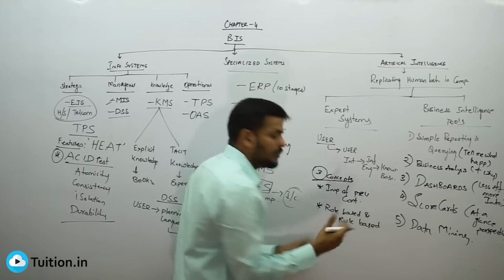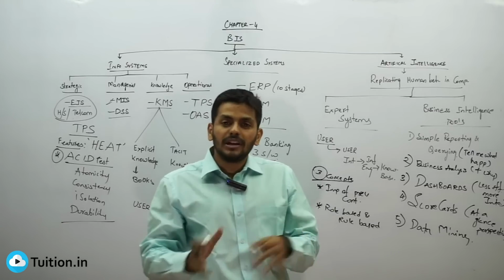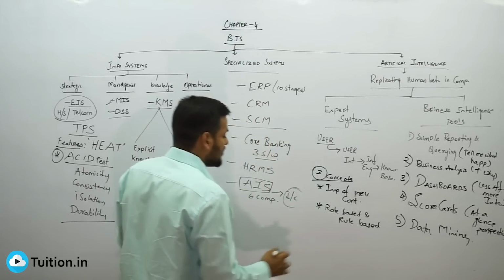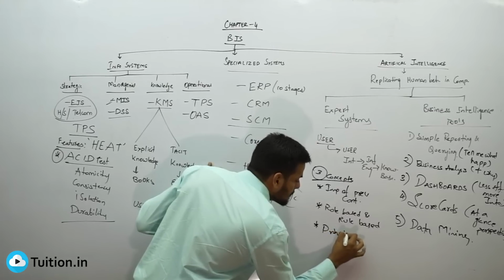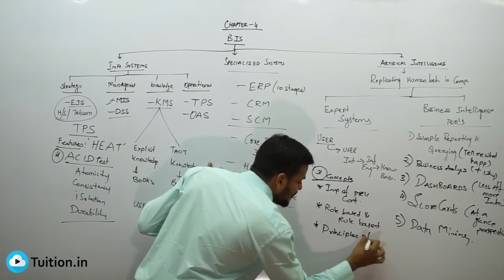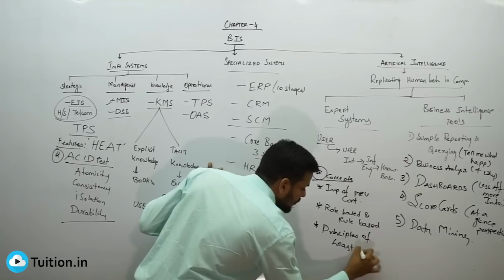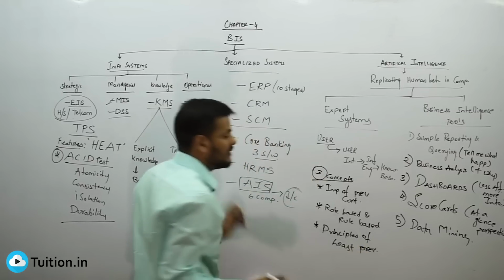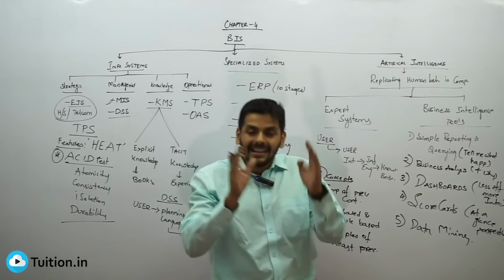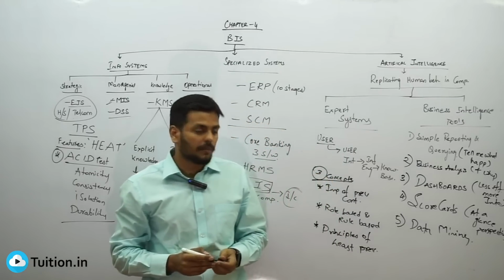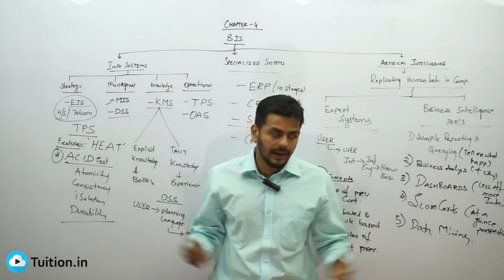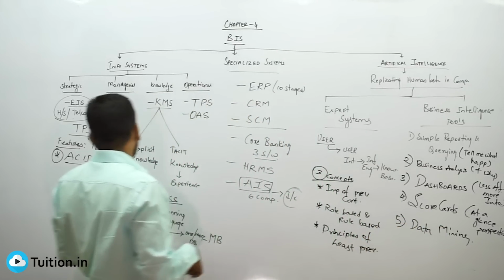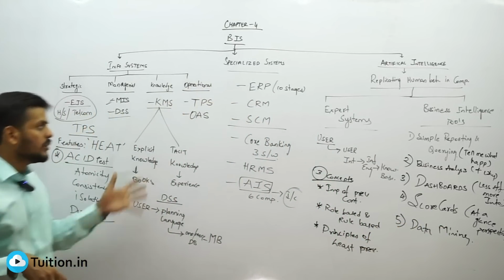Role based is based on position, rule based is based on if and then rules, and lastly we have something called principles of least privilege. And what's the principle of least privilege? It is to focus and give only those many privileges that are essential for somebody to fulfill their job, right? So I hope I could cover all the topics just as a brief overview.